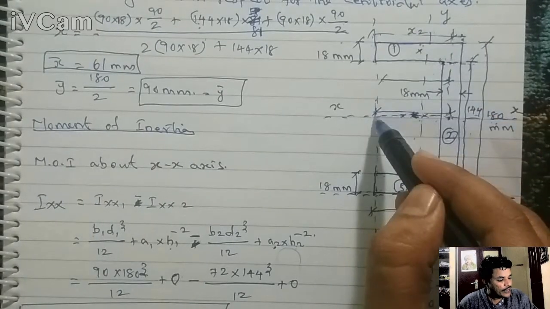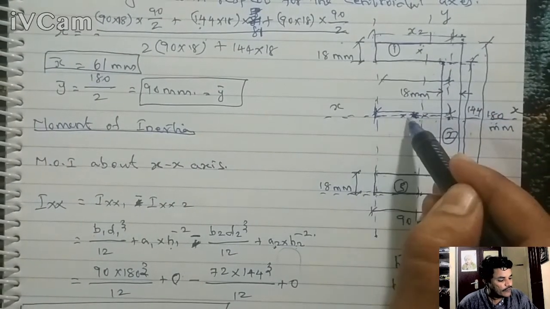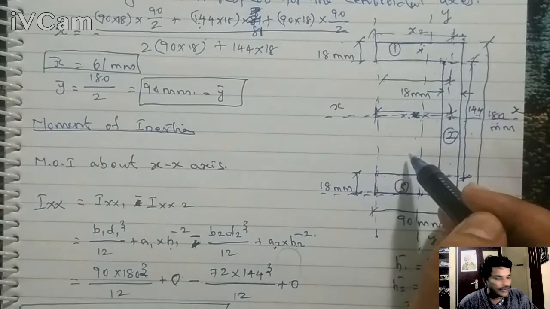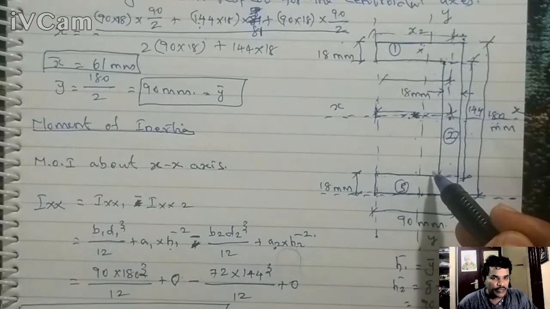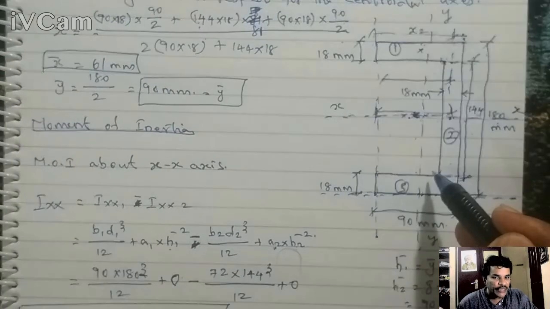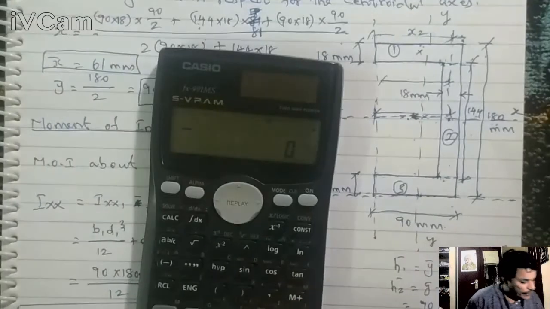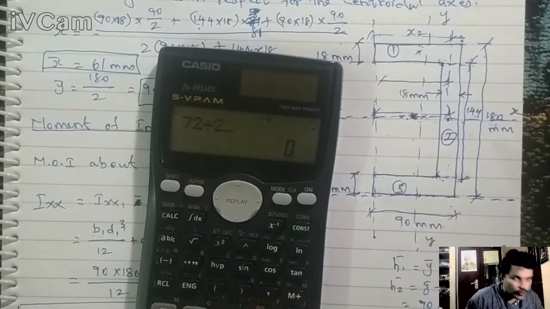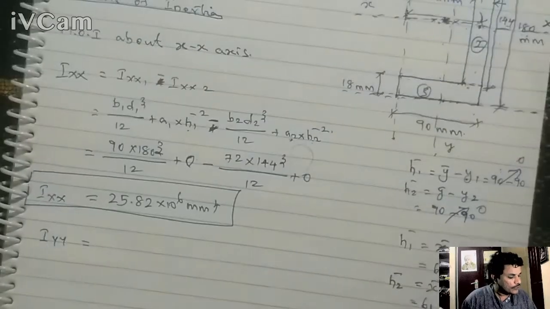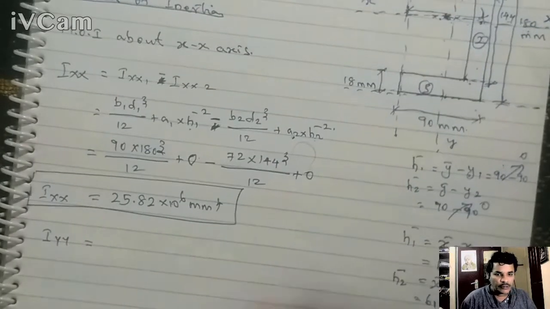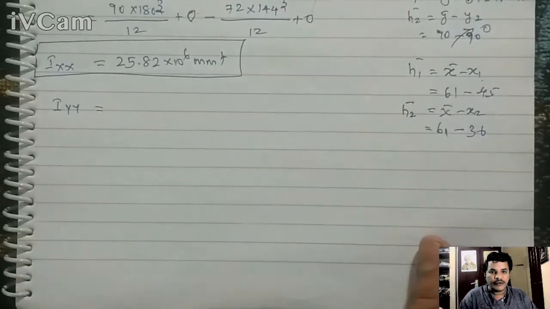Okay, I need the x2 value. From the extreme left, what is the x2 value? If it is a rectangle, it means half of the width or half of the length. So 72 divided by 2 is the x2. 72 divided by 2 is 36 mm. So 36 mm is the x2 value, right?